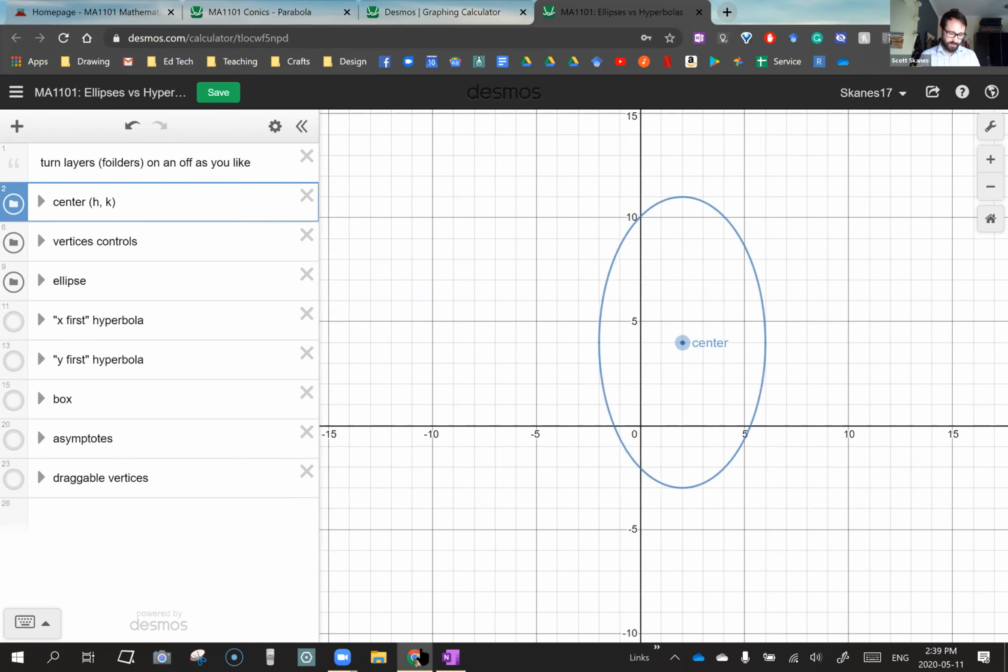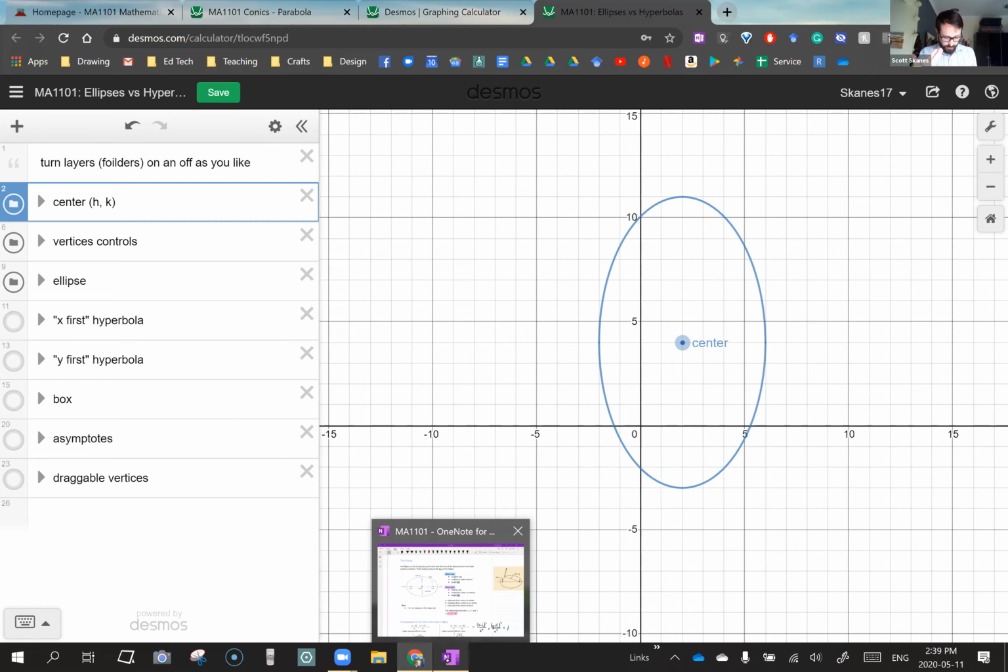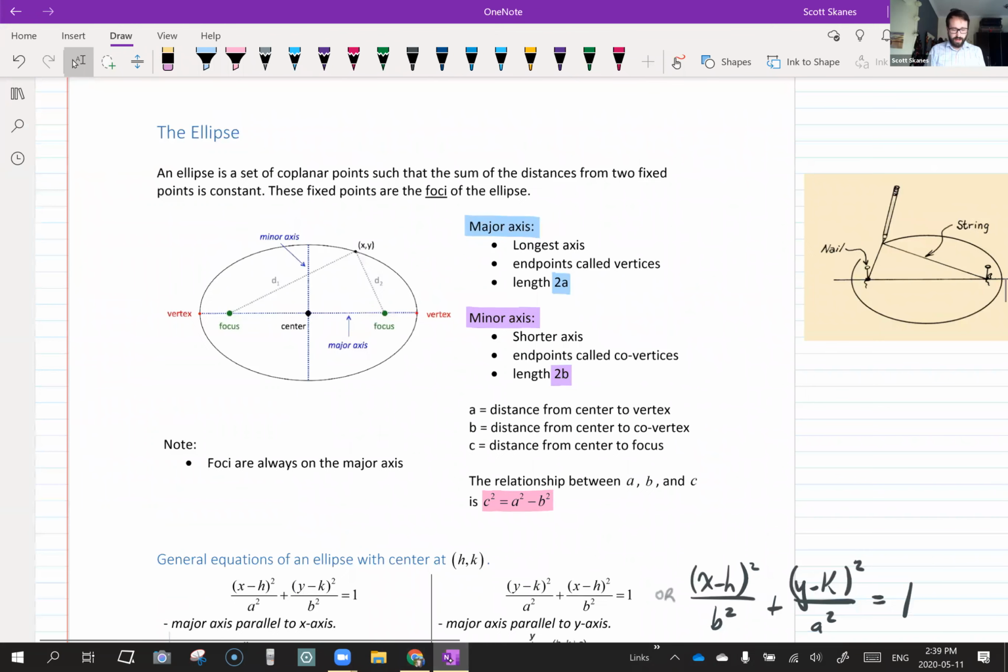I'm going to turn everything off about the ellipse and so on. So I can share this one as well if you want me to share it with you. It's good to understand. So let me recap.